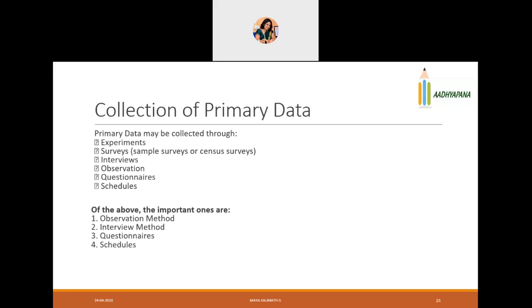Primary data can always be collected through experiments, surveys, interviews, observations, questionnaires, and schedules. Above all of these, the very important ones are observation methods, interview methods, questionnaires, and schedules. However, we are focusing on these four along with some other techniques.